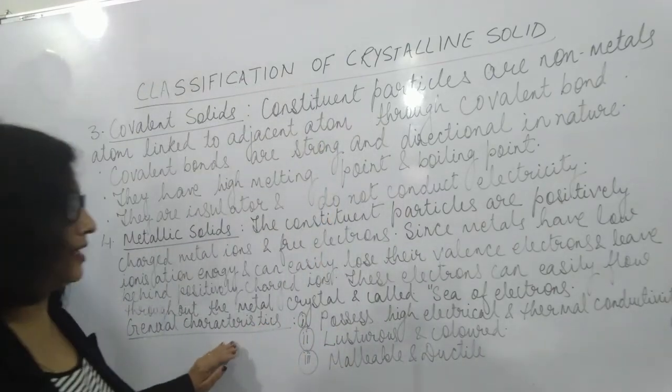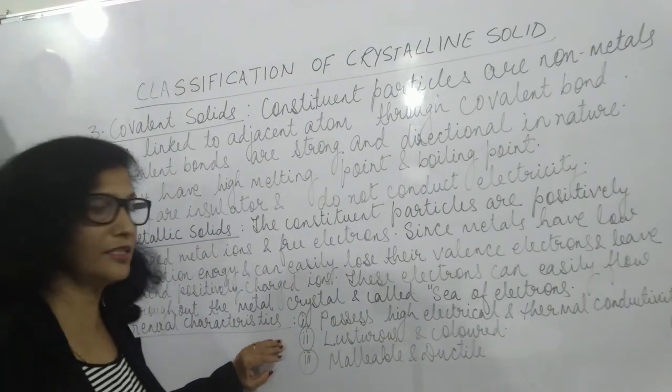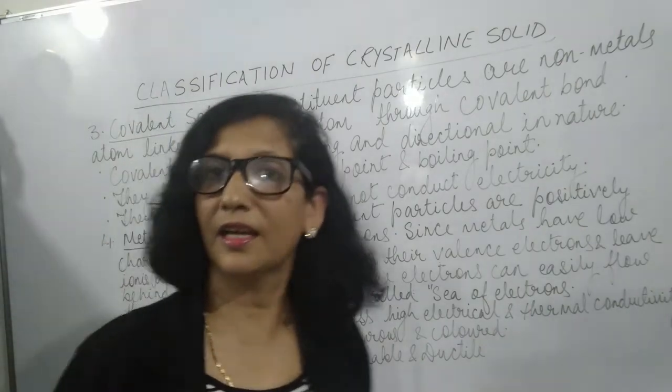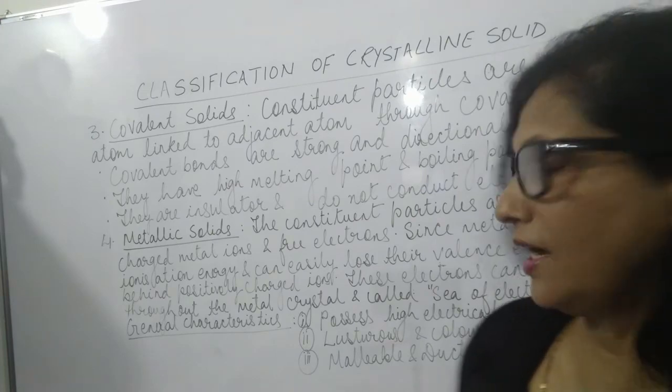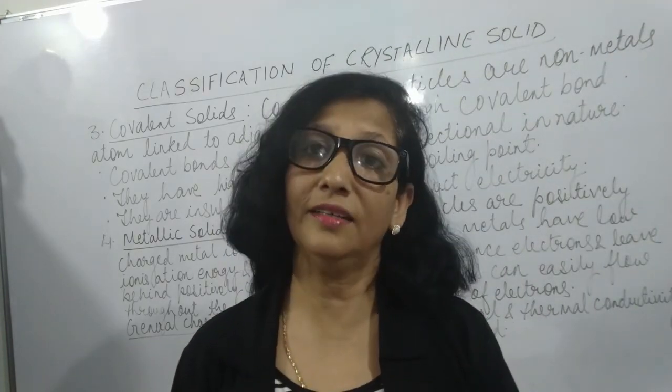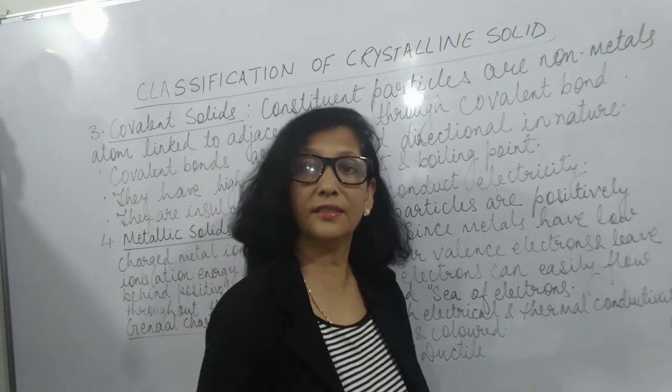We can see the general characteristics of the metallic solids. They possess electrical and thermal conductivity. They are lustrous and colored, and they are malleable and ductile.